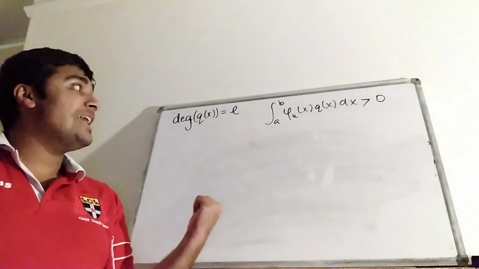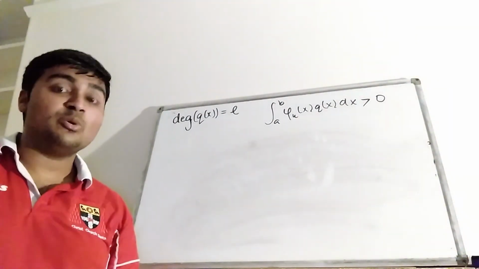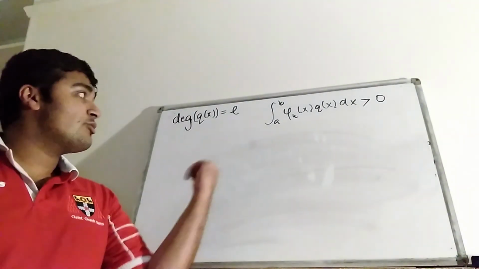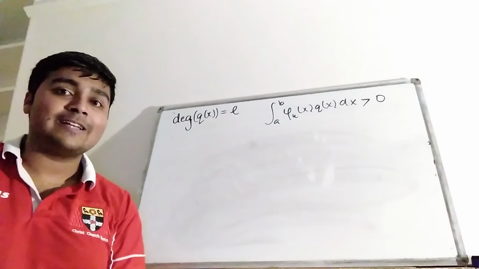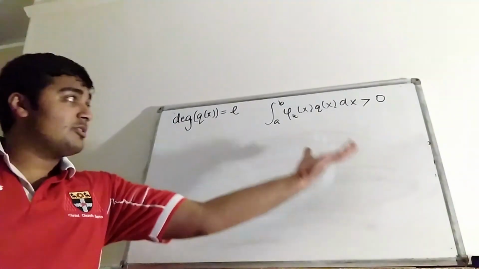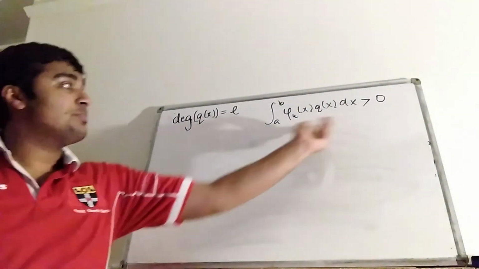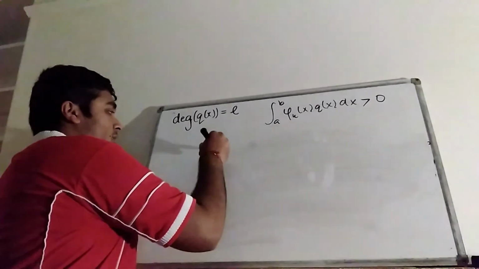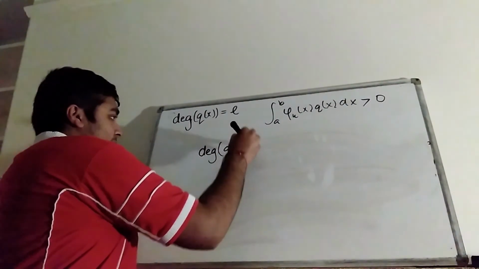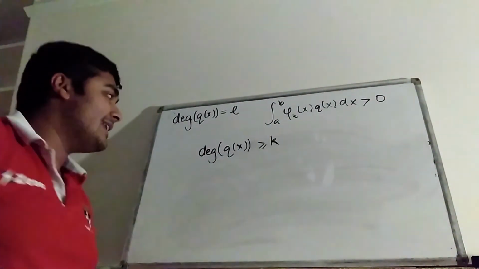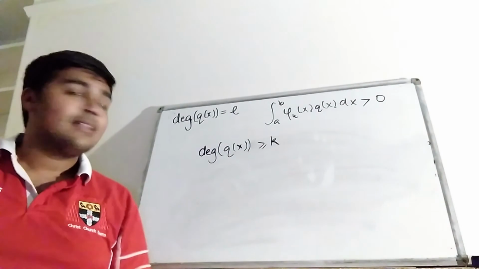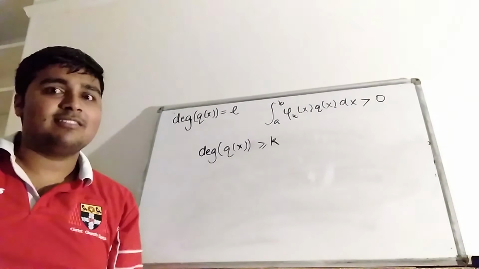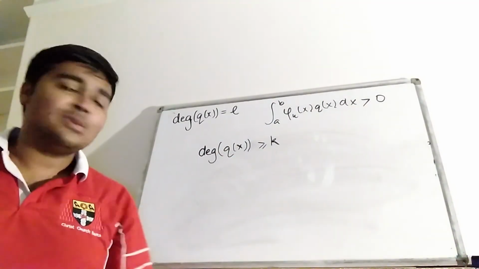Now remember, by our mini-lemma, if we have a polynomial q of x which is degree less than or equal to k minus 1, then the integral from a to b of phi k of x times q of x dx is 0. And thus, by a contrapositive argument, it must be that the degree of q is bigger than or equal to k, because again, if the degree of q was less than k, then this integral here would be 0, but of course that would contradict the fact that it's greater than 0. We'd get 0 is greater than 0, which is absurd.